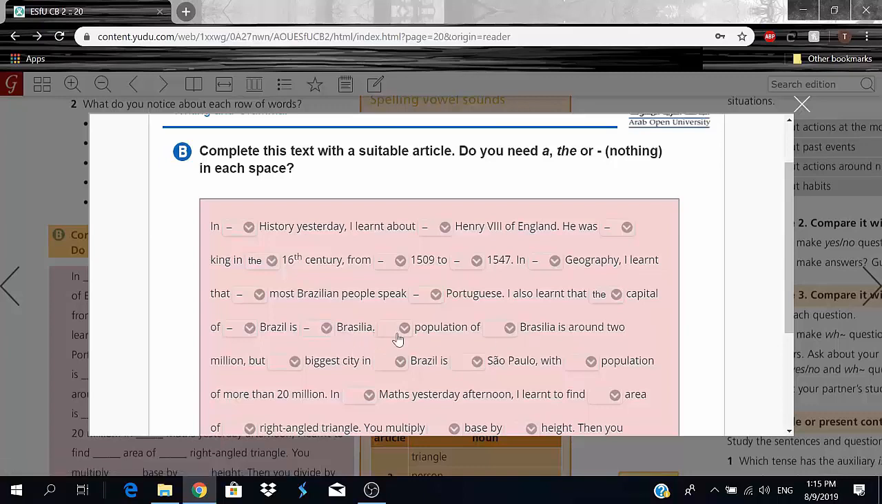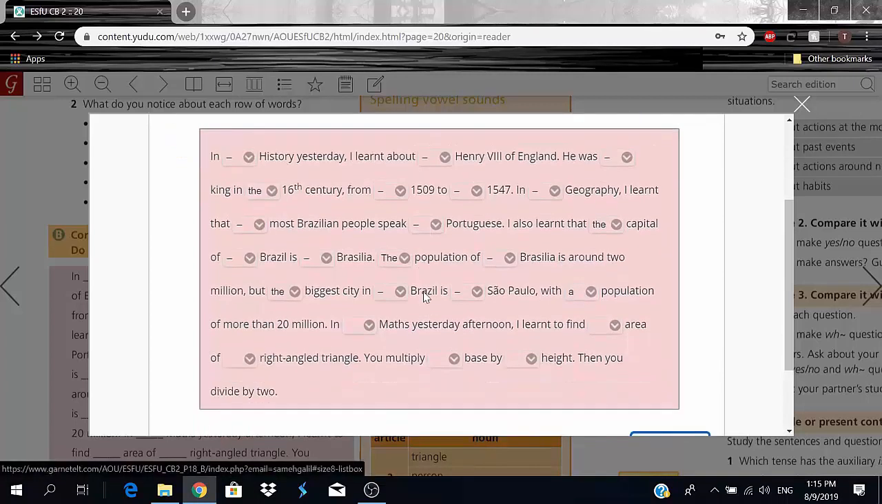Okay, full stop. Dash population, I'm gonna say that here. The population of Brasilia, so dash as well, is around 2 million. But the biggest city in Brazil, so dash as well, is Sao Paulo, straight to the point as well, with a population, so now we're going to use a, with a population of more than 20 million.